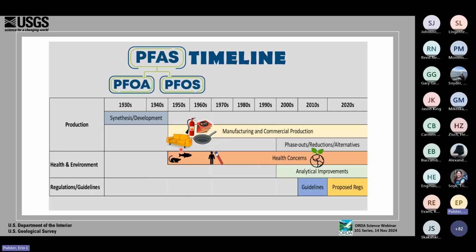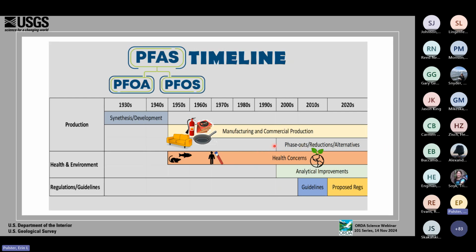So the timeline, basically, they were first synthesized back in the 1930s, late 1930s. And then by the 1950s, they were starting to be manufactured and commercially produced for things like Scotchgard. You might have heard Teflon was one of the first ones. They were starting to be used in food packaging in about the 60s, and our nonstick pots and pans came out thereafter. In the early 2000s, we started phasing out PFAS and PFOA.